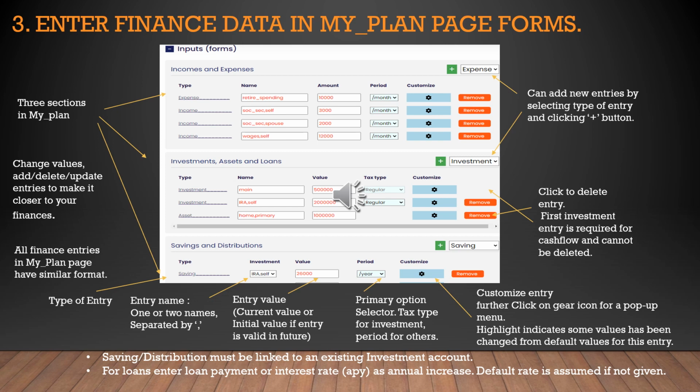Entries in all sections have a similar format. Type, name, which can be 1 or 2 names that are separated by comma, amount or value, and a primary selector appropriate for the entry type, such as period or tax type. You can further customize the entry by clicking on the gear icon and provide further information. Clicking Remove will remove the entry. You can add new entries by selecting the type of entry and clicking the green plus button at the beginning of each section on the right side.